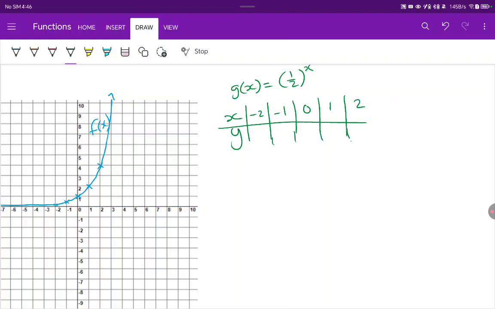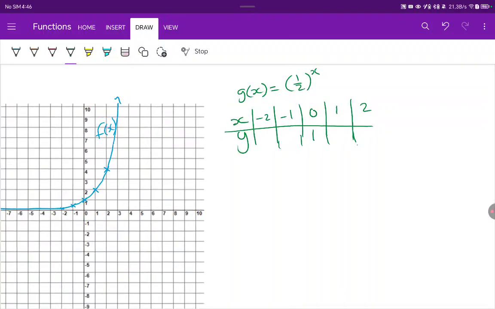Now we're starting with a fraction, so we expect the opposite. When x is 0, then y is 1. When x is 1, then we have a half, and when x is 2, we have a quarter. Minus a half, or minus 1 is going to give us positive 2, and then we have positive 4. Obviously, you can just use your calculator for that, right?